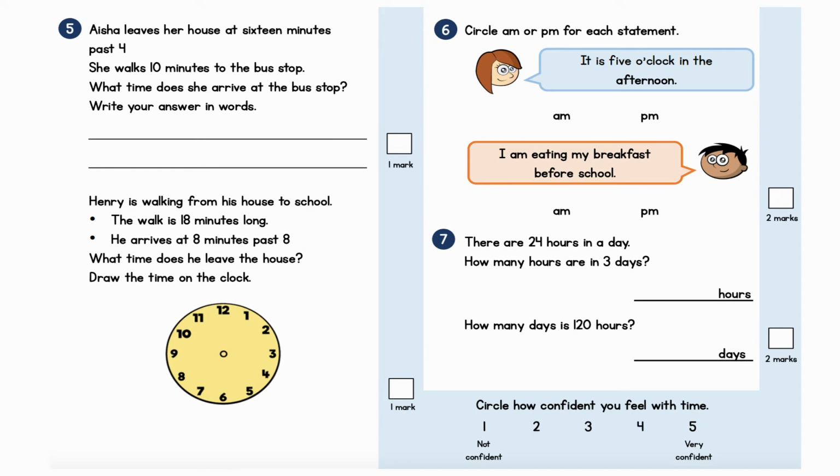This is question number 5, guys. Aisha leaves her house at 16 minutes past 4. She walks 10 minutes to the bus stop. What time does she arrive at the bus stop? Write your answer in words. So she arrives at 26 minutes past 4.